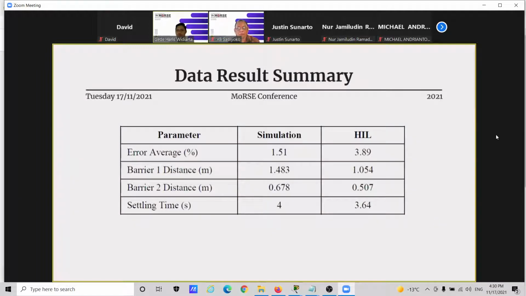Okay, here's the data result summary. As you can see, the simulation result is better than the Hill result. This is because in Hill we use an actual controller, so there are many factors that influence the system output.